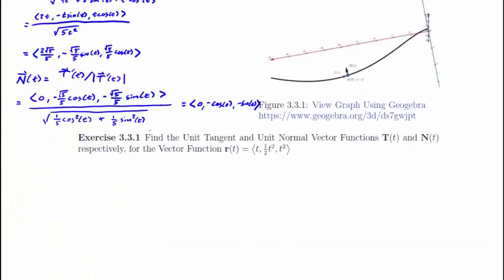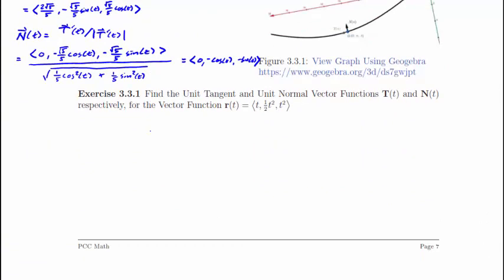All right, let's give you guys this exercise. Find the unit tangent and unit normal vector functions, capital T of t and capital N of t, respectively, for the vector function r of t equals the vector t, comma 1/2 t squared, comma t squared. Go ahead and give this a shot, and I'll work through it momentarily.